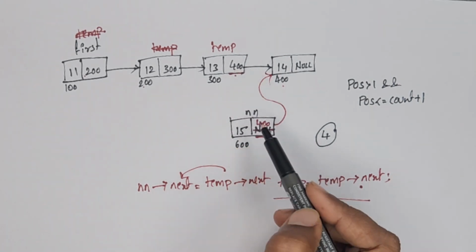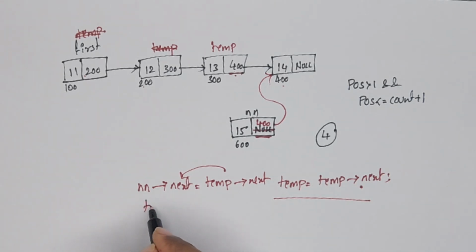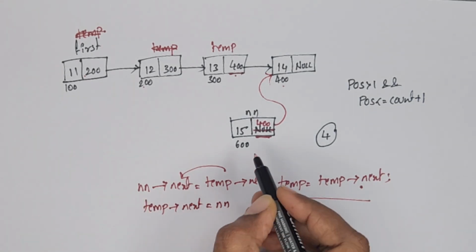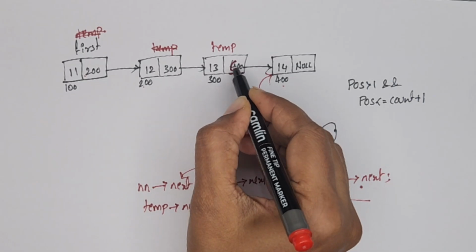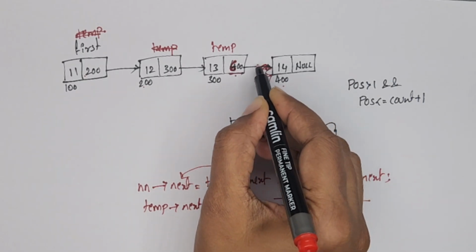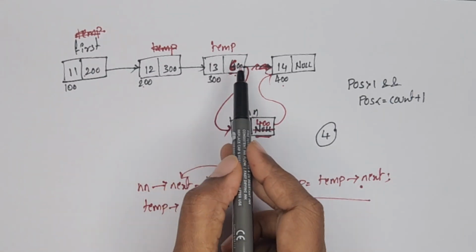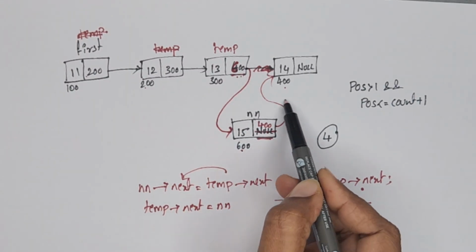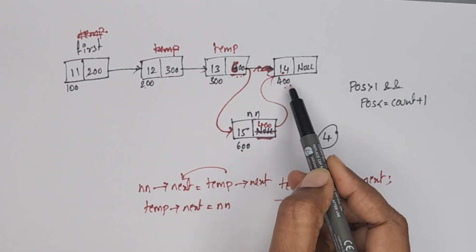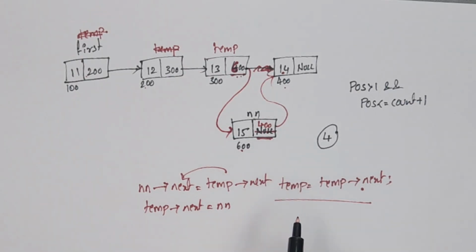Now which one becomes temp of next node? New node. Temp of next equals new node. What is new node? 600. 600 will be assigned here. It will change this arrow. See, in temp of next is stored 600, and 600 of next is 400. So in the middle of 300 and 400 I have inserted one node.